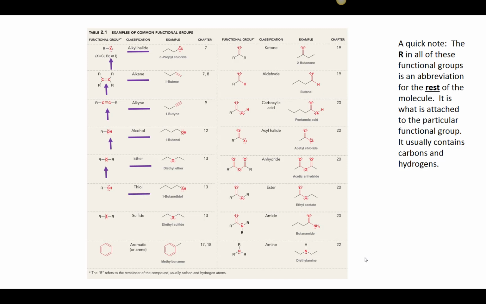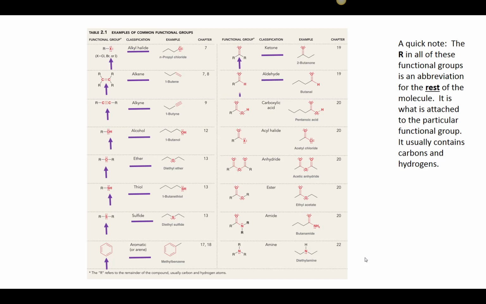A thiol is similar to an alcohol, except that instead of an OH we have an SH. A sulfide is similar to an ether, except we have an S in the middle of the two carbons. We have an aromatic or arene. That is a cyclical carbon, six carbons with alternating double bonds. That's called an aromatic or an arene. We have a ketone. This contains a carbon-oxygen double bond. That double bond oxygen is in between two other carbons.